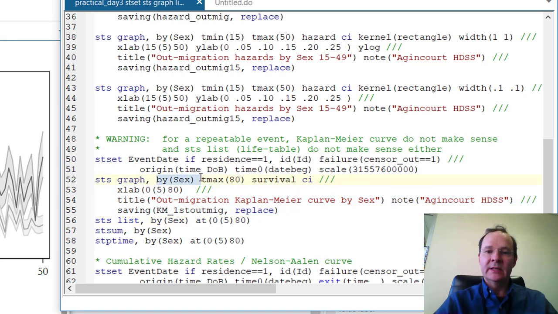We still have by sex. Here I chose to display only up to 80 years old. But this time, instead of displaying the hazard curve, I'm displaying the survival curve with its confidence interval. This is some labeling of the x-axis, titles, saving.